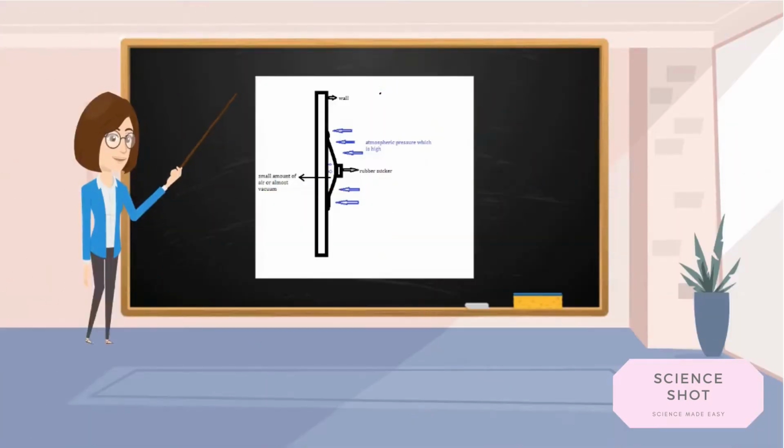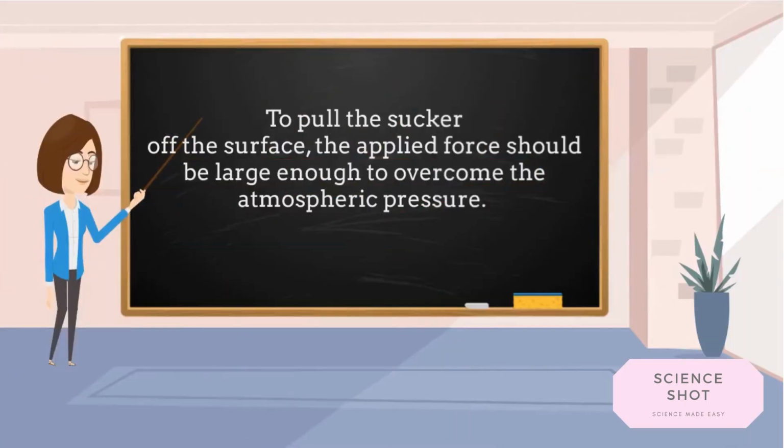When you press the sucker, most of the air between its cup and the surface escapes out. The sucker sticks to the surface because the pressure of the atmosphere acts on it. To pull the sucker off the surface, the applied force should be large enough to overcome the atmospheric pressure.